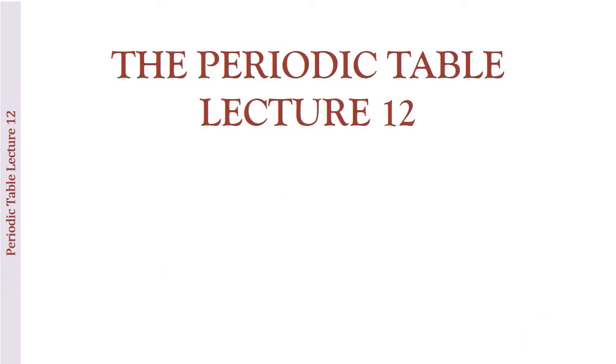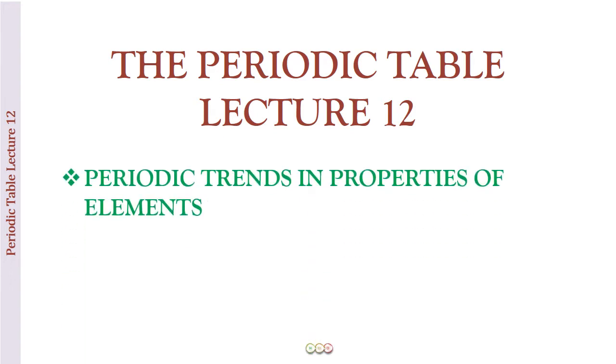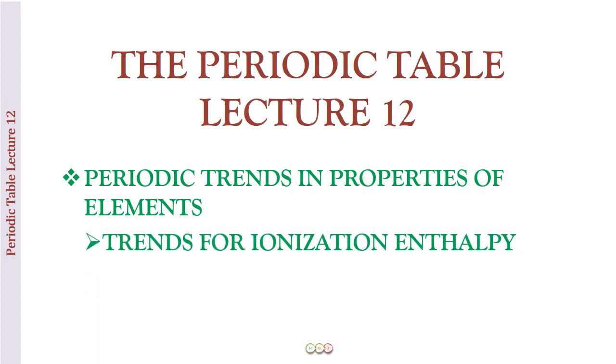Today we will begin with lecture 12 from the course, but make sure you have watched the previous ones before viewing this one. Now, in this course, we are discussing the periodic trends in properties of elements, wherein in the last lecture, we started the discussion on ionization enthalpy. And today in this lecture, we would be discussing the trends for ionization enthalpy in the periodic table. So let us study the variation of ionization enthalpy in the periodic table.